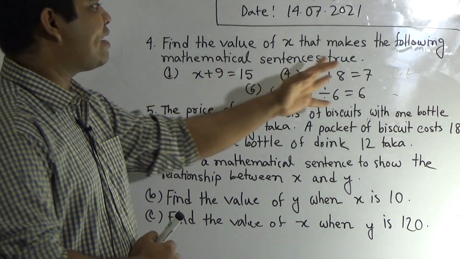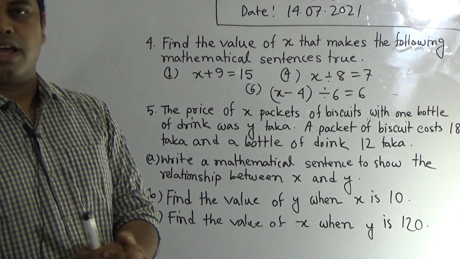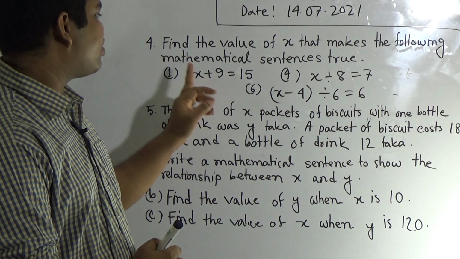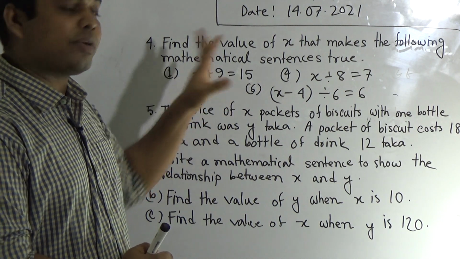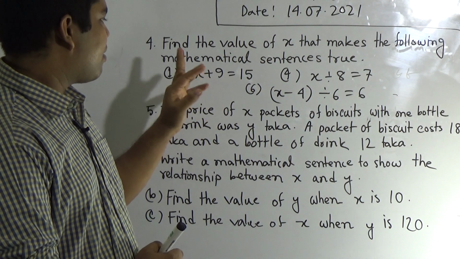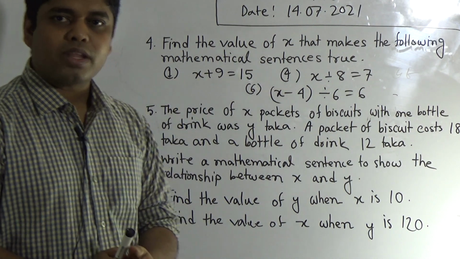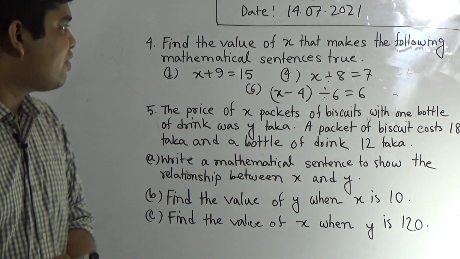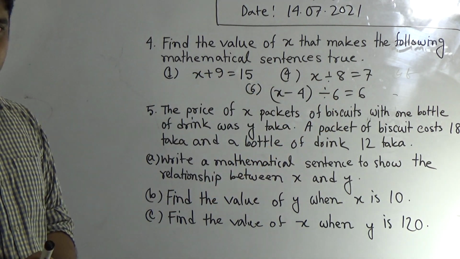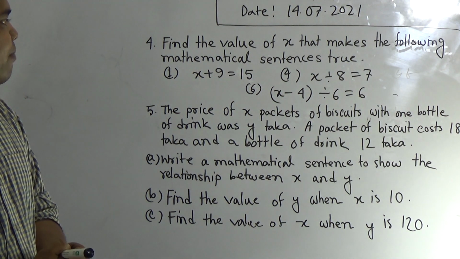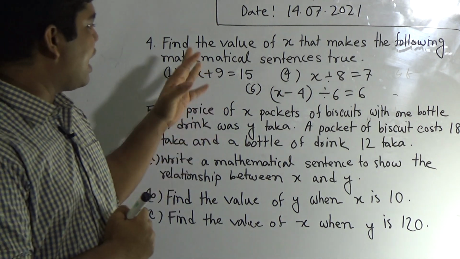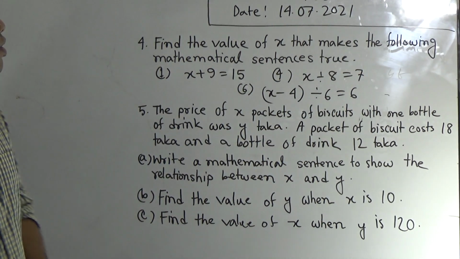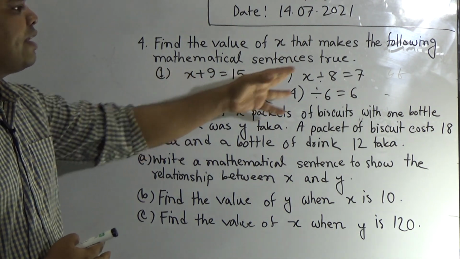My dear students, these sentences are what type of sentence? Open sentence or closed sentence? x plus 9 equal to 15. Here we don't know what the value of x is. After solving we get the value of x. So this type of sentence is called an open sentence. This is an open sentence, this is also an open sentence. From these 3 sentences we need to find out the value of x. When we put the value in each sentence, then the sentence will be true. So now we find out the value of x from each sentence.